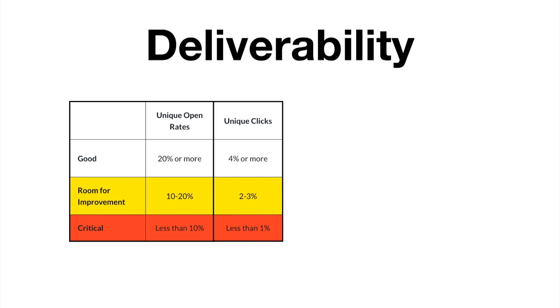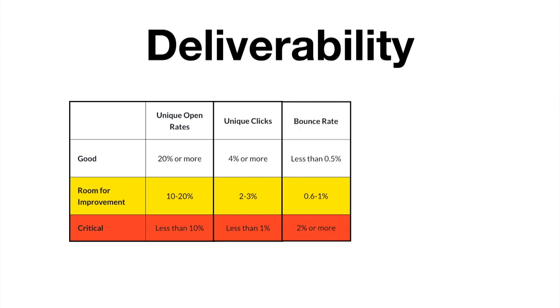When we look at unique click rates, we want to see 4% or more to know we're in the good. Room for improvement would be under 4, so 2 to 3. And if we have less than 1% unique click rates, we want to look at that. It's pretty critical. Our bounce rate, we want to see less than 0.5%. Room for improvement would be between 0.6 and 1%. And if we see a bounce rate of 2% or more, we definitely want to pay attention to that one.